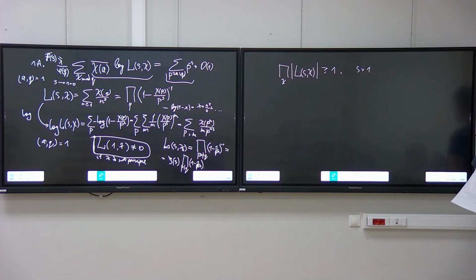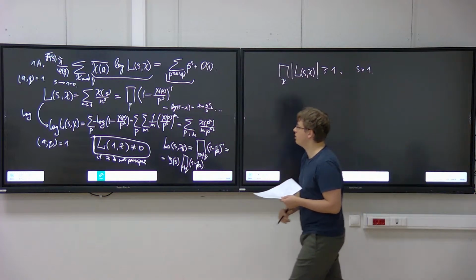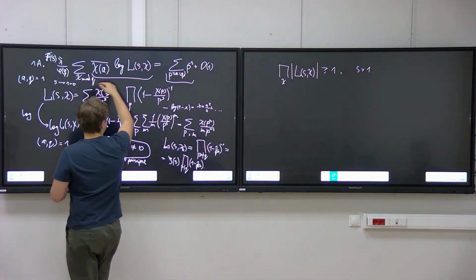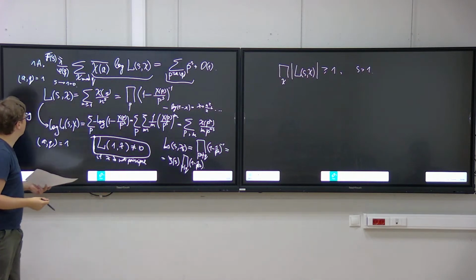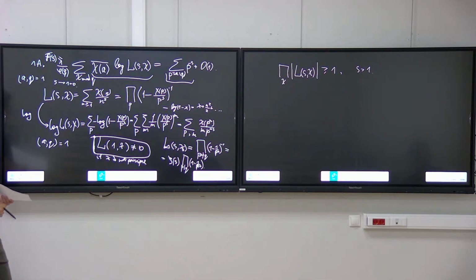How do you prove this formula? I suggest looking at this expression and just taking a to be 1. Okay? What will you get?